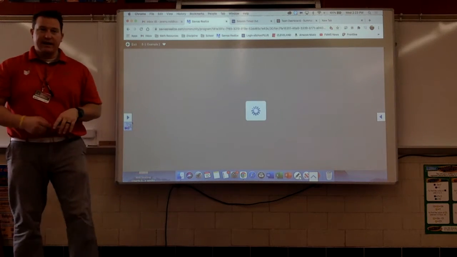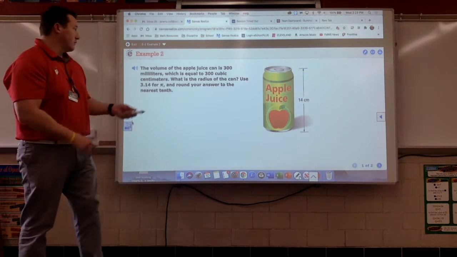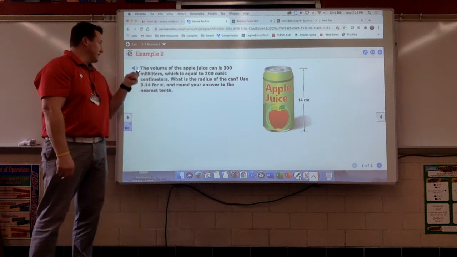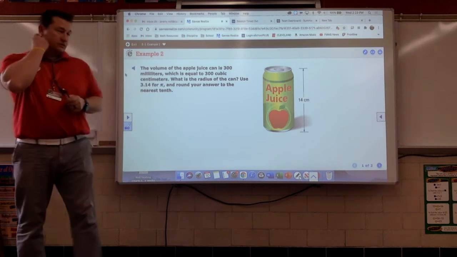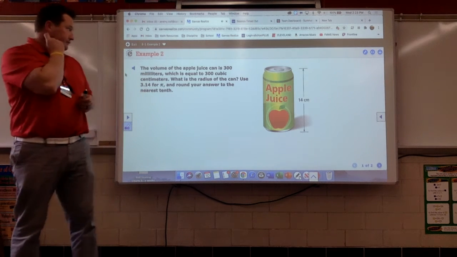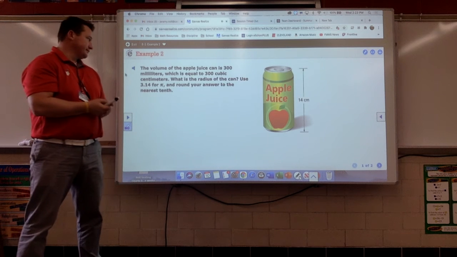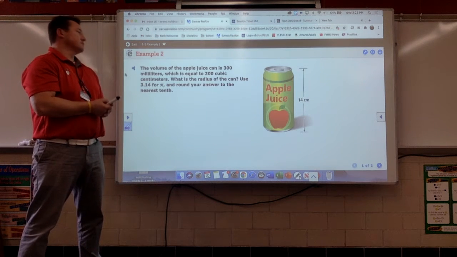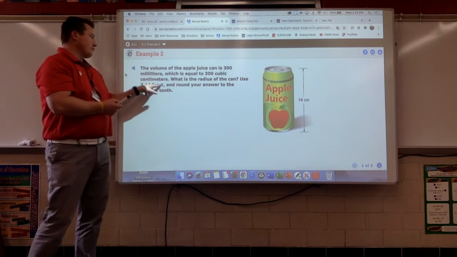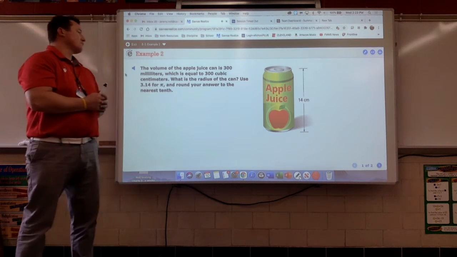Example 2, let's see what we get here. Probably more fun. Apple juice. My second favorite juice. The volume of the apple juice can is 300 milliliters, which is equal to 300 cubic centimeters. What is the radius of the can? Use 3.14 for pi, and round your answer to the nearest tenth.